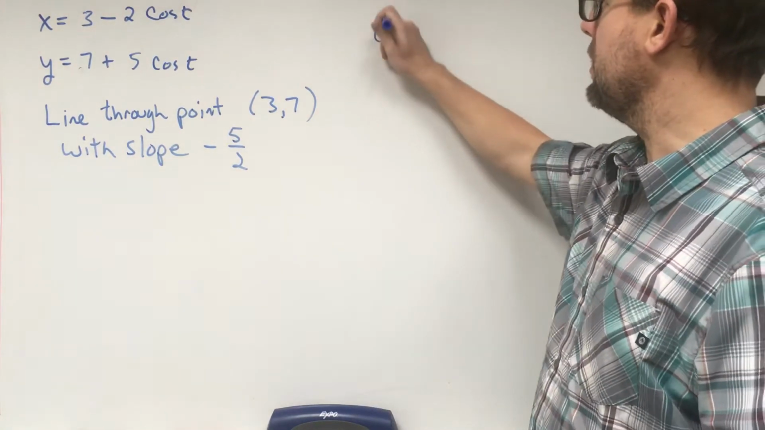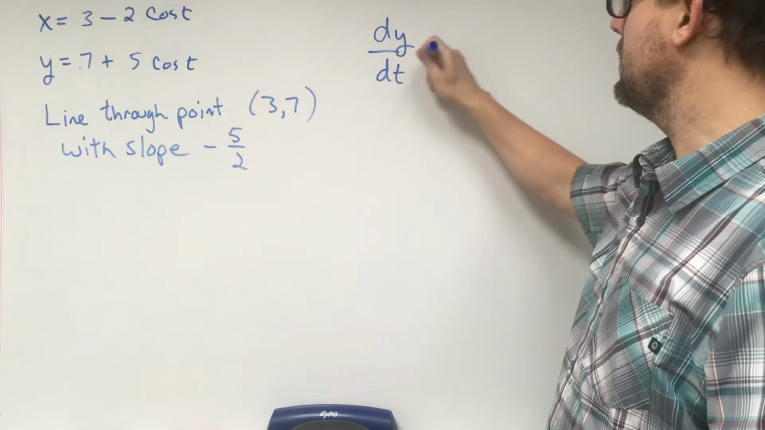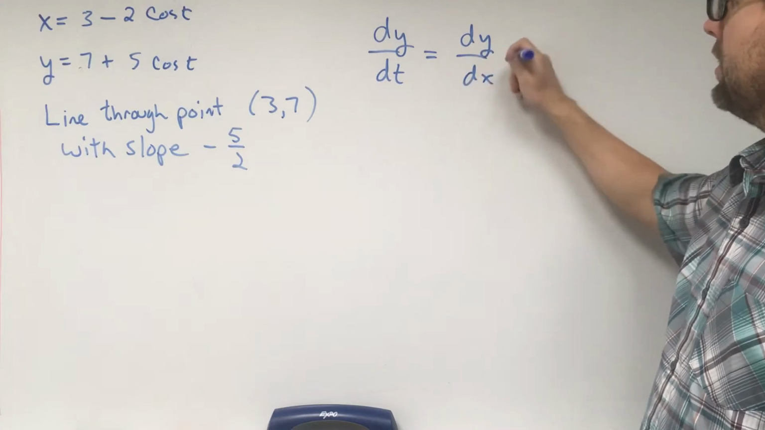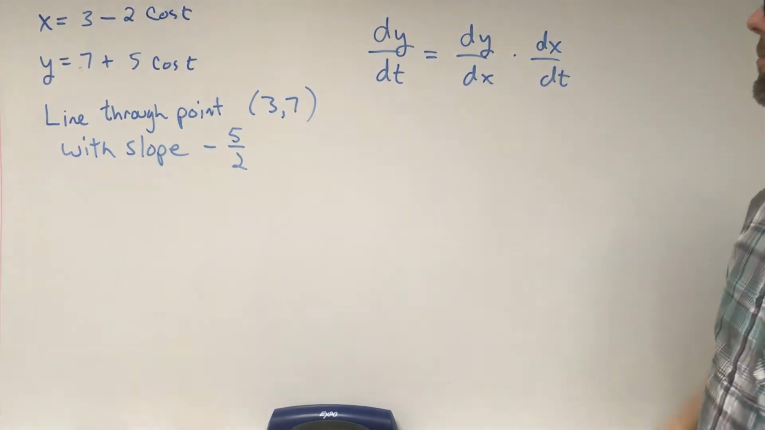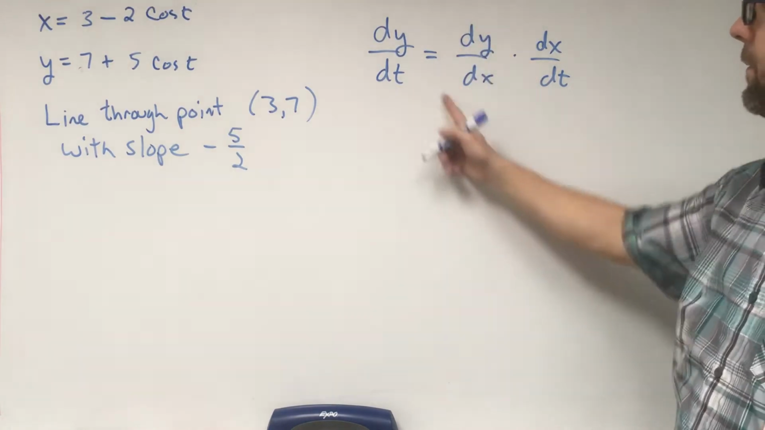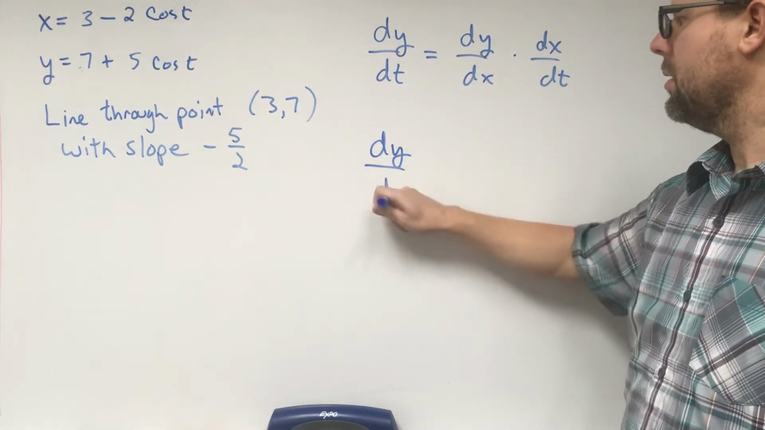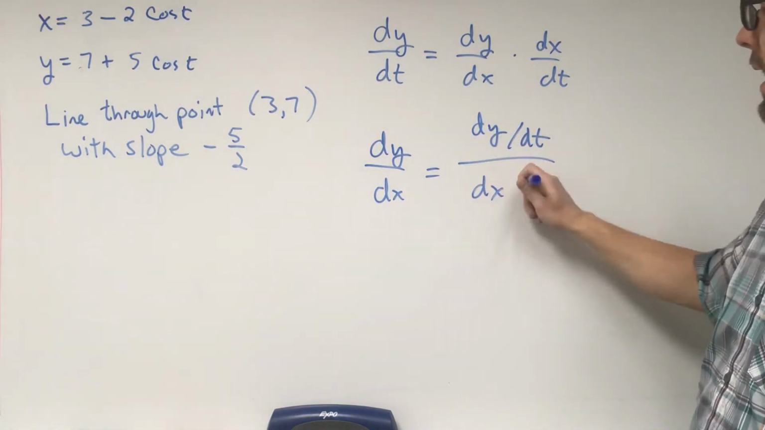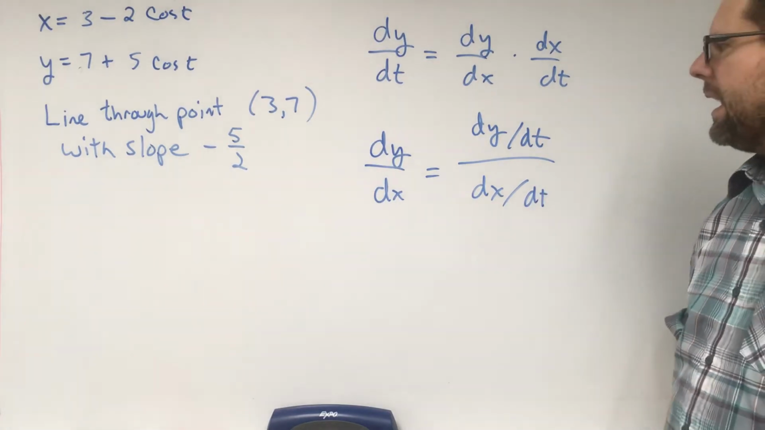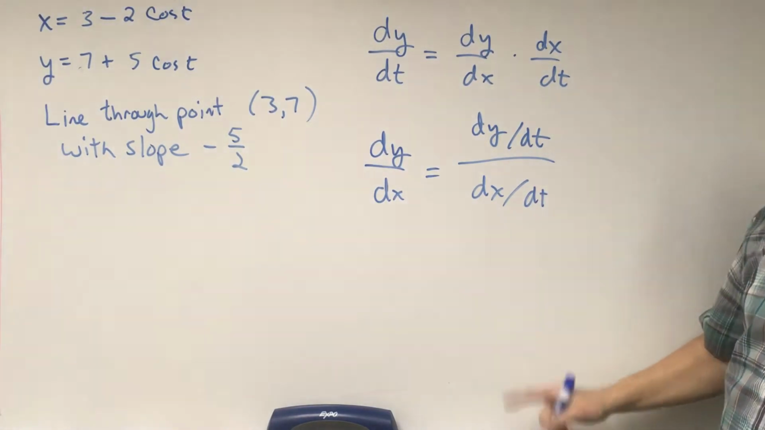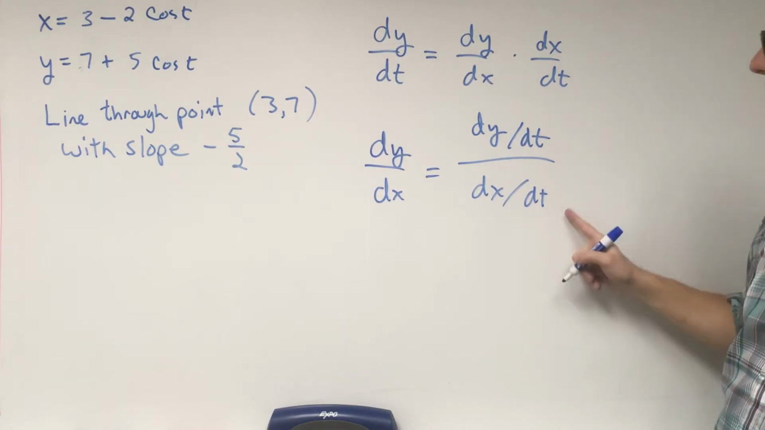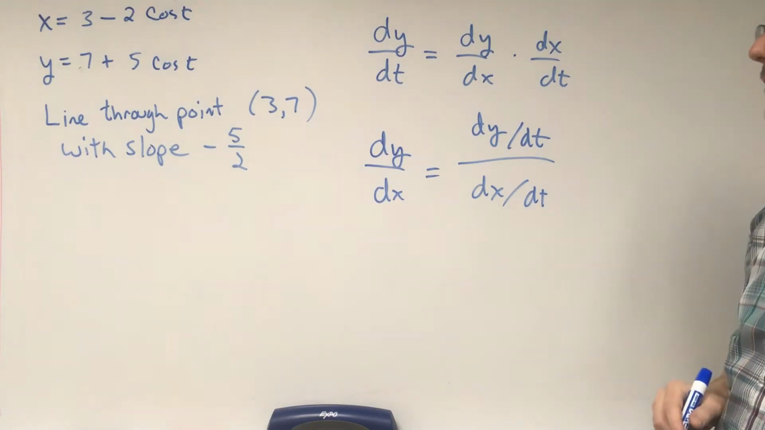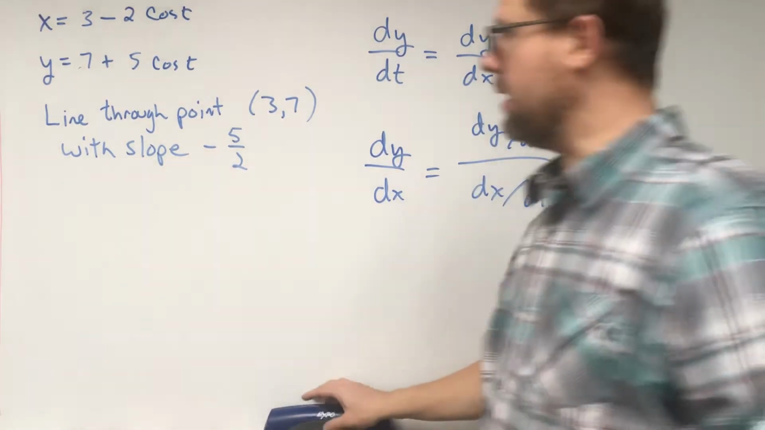So if we were to compute dy/dt, by chain rule we could actually compute dy/dx times dx/dt. If we want to solve for dy/dx, we have dy/dt over dx/dt. And so if we want to find dy/dx, we merely have to solve for dy/dt and dx/dt, and once we compute those, we'll take the quotient and compute the answer. So let's see how that works with this example where we have the cosines.